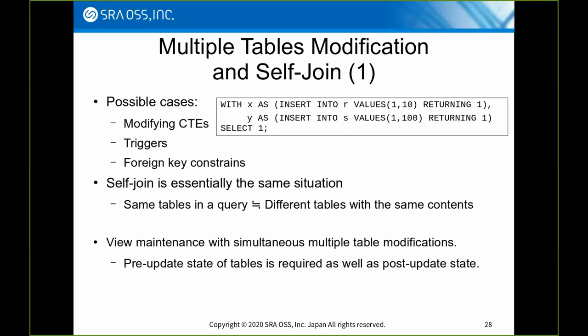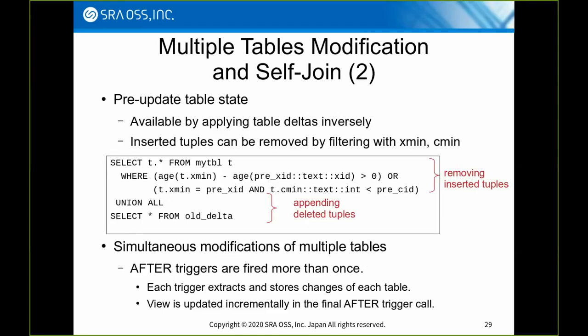In theory, when multiple tables are modified simultaneously, we need the pre-update state of tables as well as the post-update state of tables. In our implementation, the pre-update table state is available by applying table deltas inversely. Especially, inserted tuples can be removed by filtering with xmin and cmin system columns. This is a query to get the pre-update table state. The upper part is removing inserted tuples, and this part is appending deleted tuples.